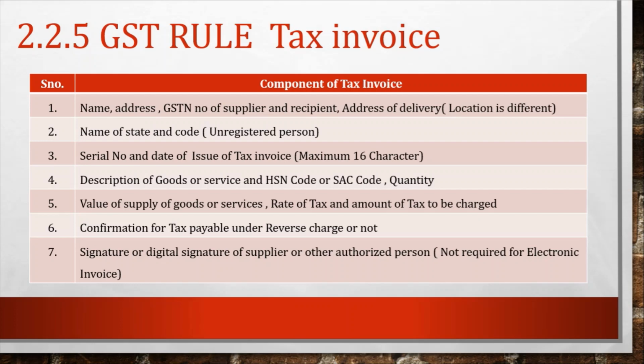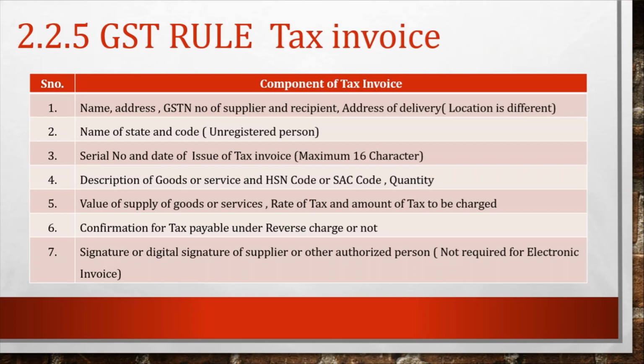2.2.5 GST rule, tax invoice. Basically, this is the slide related to the components of the tax invoice. So: name, address, and GST number of the supplier as well as the recipient, and the address of delivery if there is a difference in the location of the recipient and the location of the delivery of goods.